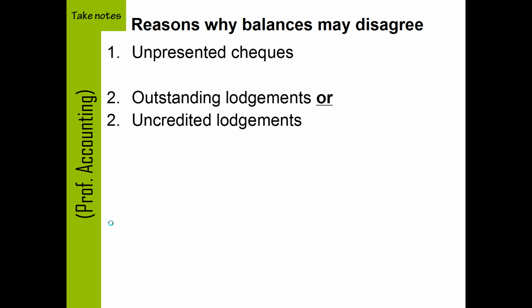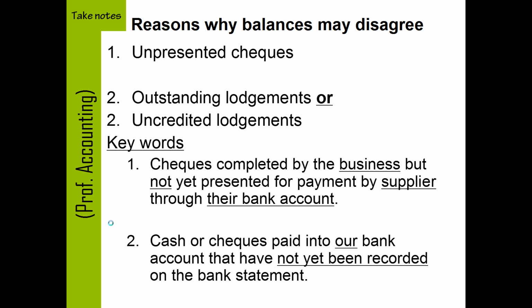So keywords. Number 1, what does an unpresented check, or in multiples, unpresented checks mean? These are checks that are completed by the business, but not yet presented for payment by the supplier through their bank account. So an unpresented check means that we, as a business, are looking at our records here. Our cash book, bank column, has been credited because we're completing a check to pay off a liability. So the double entry for making a payment to a supplier, what was previously on credit, would be to debit the supplier account, reduce liabilities, and credit the cash book in the bank column.